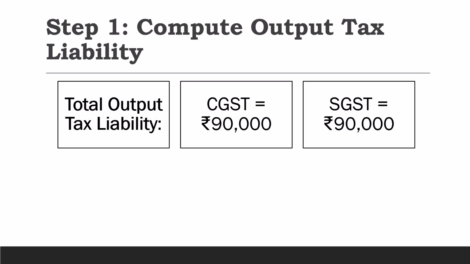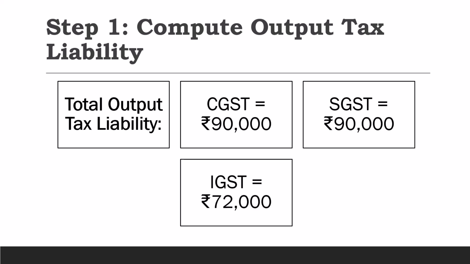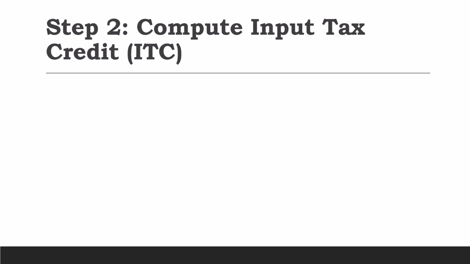Then for the interstate, that means he has supplied goods out of the state, it was 1 lakh, 18%, which is 18,000. Ananya, it's okay? You are laughing. Simple one? Okay. Fine.